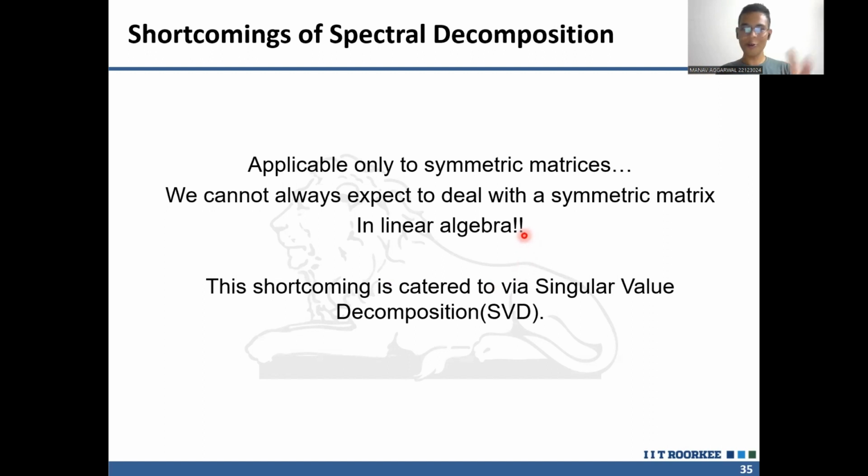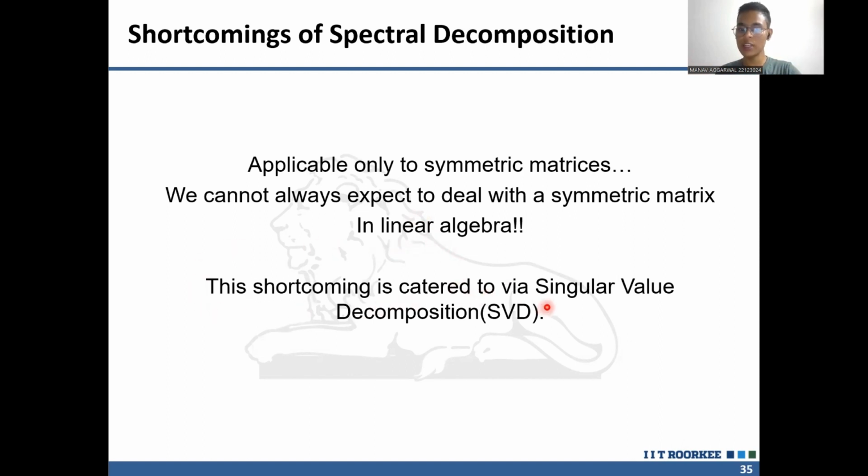Now, every good thing often comes with a shortcoming. So does spectral decomposition. That's why it is the very starting point to the entire world that linear algebra offers to us. Applicable only to symmetric matrices, we cannot always expect to deal with a symmetric matrix in linear algebra. This is a major shortcoming of spectral decomposition. That is, we cannot expand its applications to any kind of matrix. We need a symmetric matrix and we need it to be square, which is automatically implied. But how to deal with it?